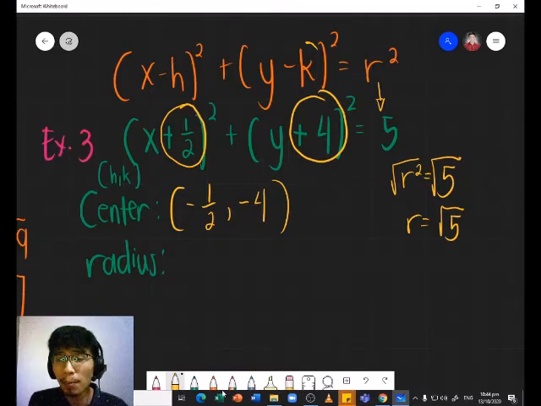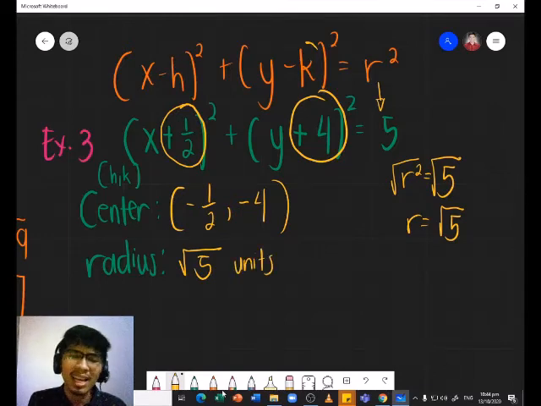Or you find the approximate value of your 5. But since we need the exact value here, we better write the square root of 5, since 5 is not a perfect square. Therefore, what is your radius? Your radius here is square root of 5 units. Why am I keep on writing units here? Because the radius here is a length. That is a measurement that you need to consider. So that's how you do example number 3.